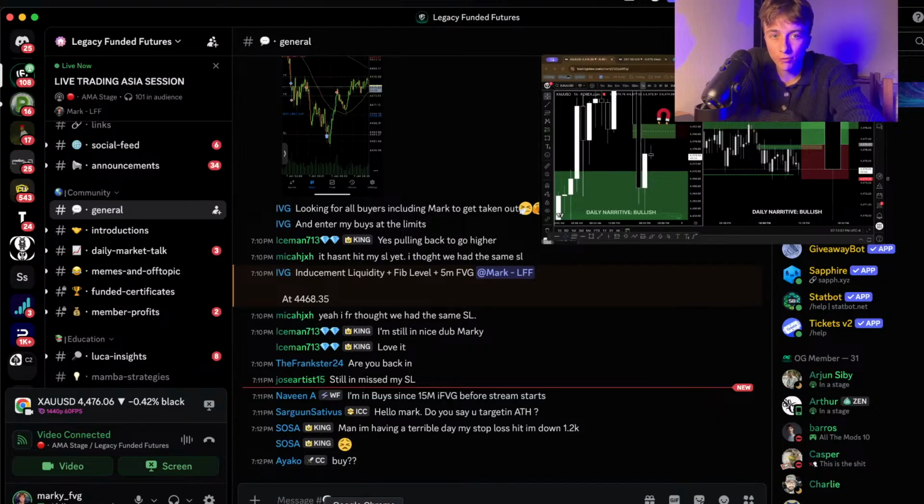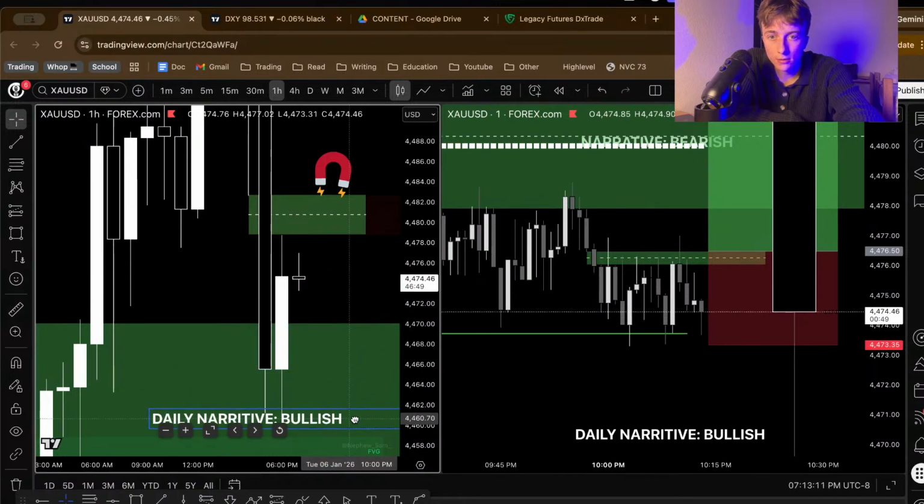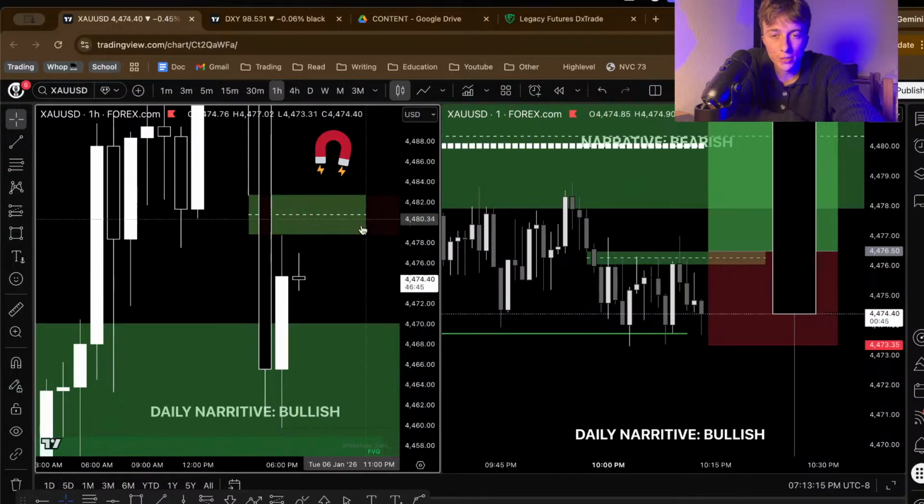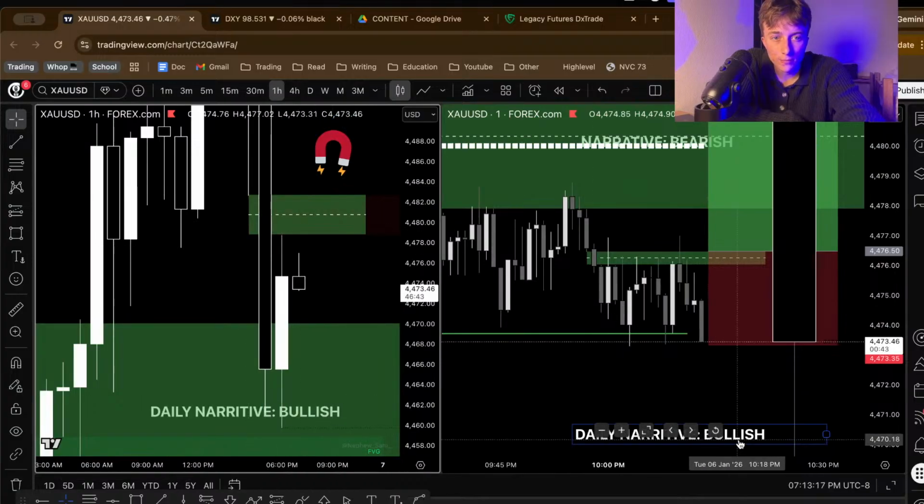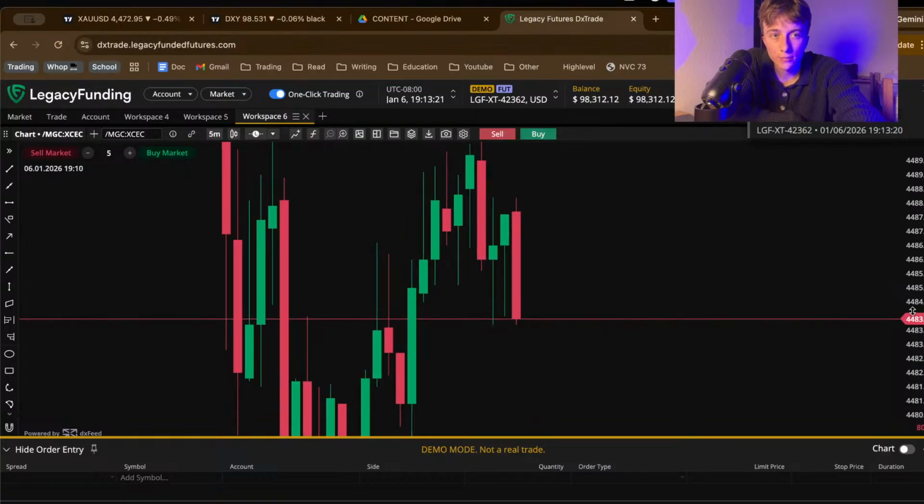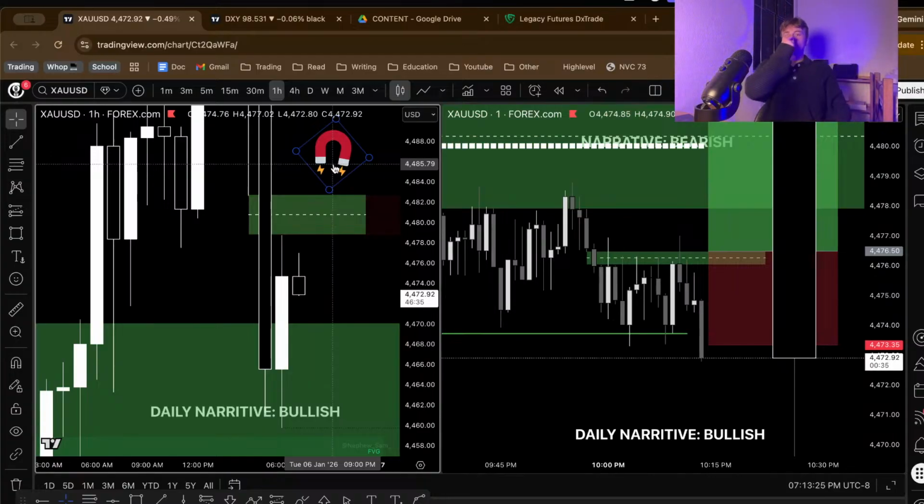Yeah, I'm still looking for buys. Narrative is bullish. It says it all over the screen. Like I said, I'm using this as my drawn liquidity. I want it to pull up into this gap. Dang. We're staying below that 1 minute gap.